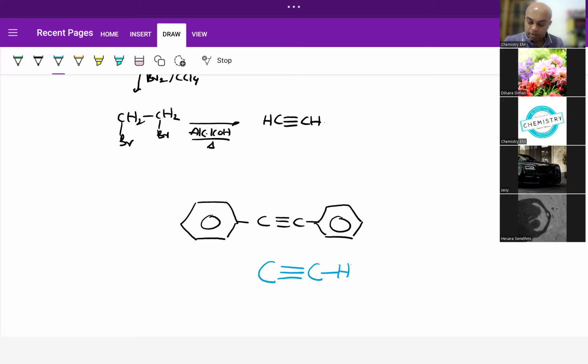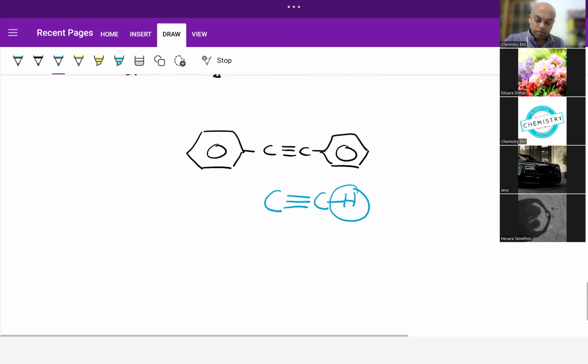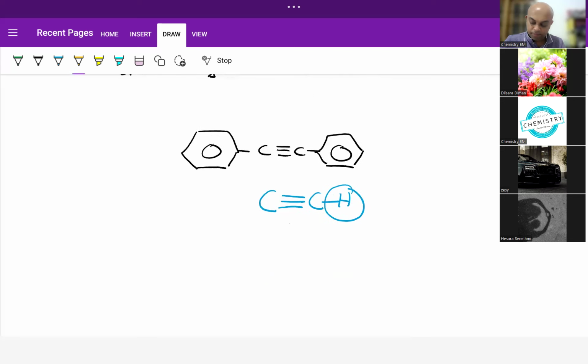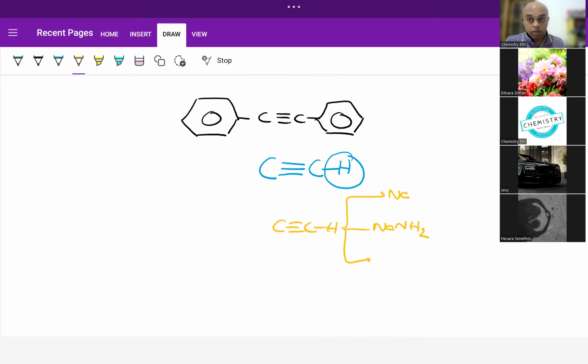This hydrogen atom is called acidic hydrogen, right? Why is it called acidic hydrogen? Because it can be removed very easily. There are 4 methods to remove this. Acidic alkynes are involved in 4 reactions: with sodium, with sodamide, and what else? What are the other 2 reactions that you learn in your scope?